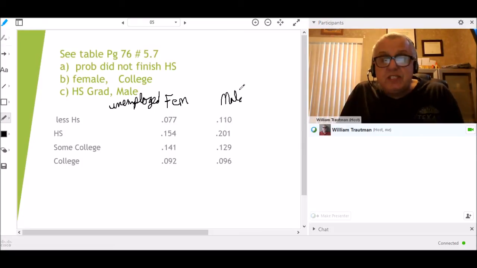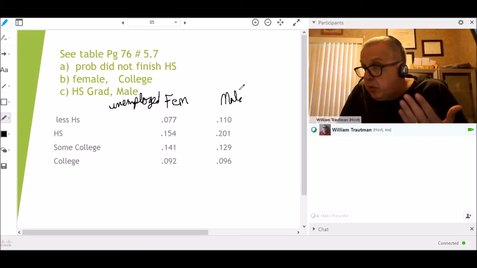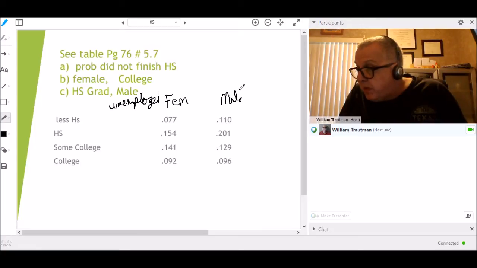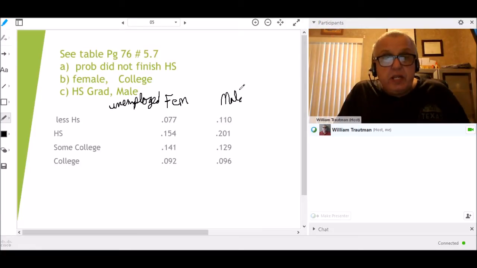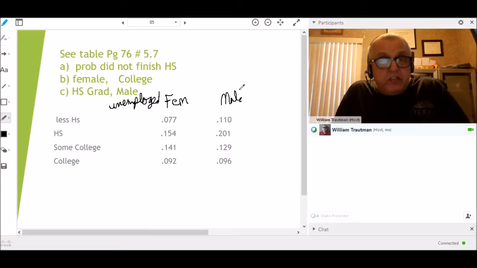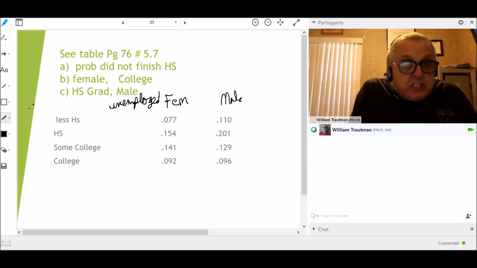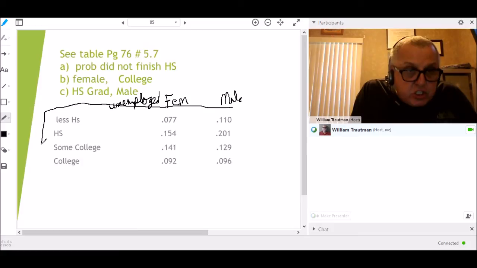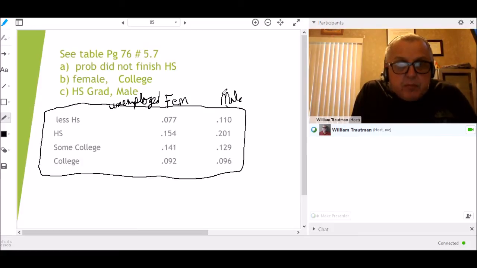And by the way, 5.7 is not part of your homework. That's why I'm doing it. I think it will help you, like for problem 5.6 and 5.9. It'll help you with the tables, okay? So problem 5.7a says, if one unemployed person is selected at random, all of these people, by the way, all of these people that you see right here are unemployed. This entire chart is everybody unemployed.